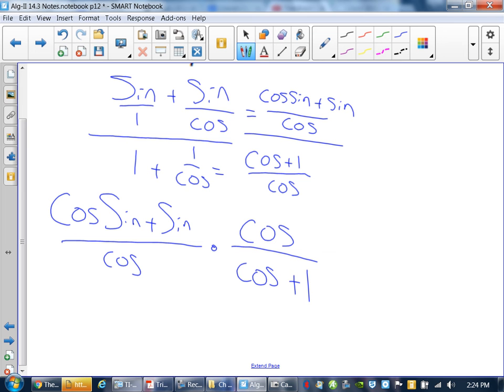We can do one set of, and now I have to figure out what else I could simplify. If I look at the cosine times sine plus the sine, what are those? Take out a sine, very good. They have a GCF.